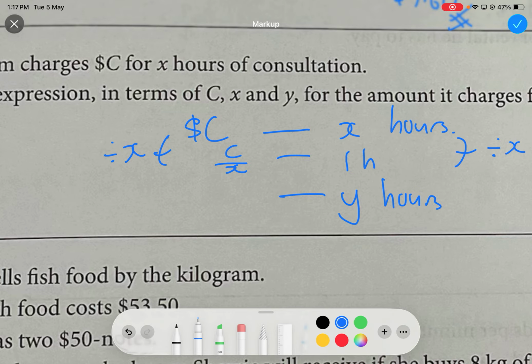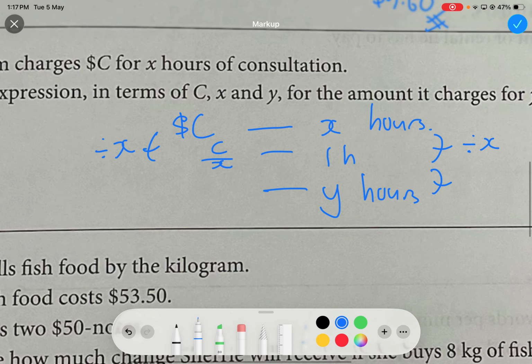Then I want y hours instead of 1 hour. From 1 hour to y hours, I need to multiply by y. So this side I also multiply by y. So I will have Cy over x dollars. C times y, then divided by x. So for y hours, this is the money.